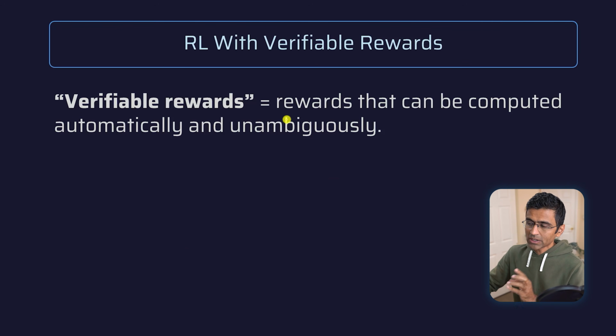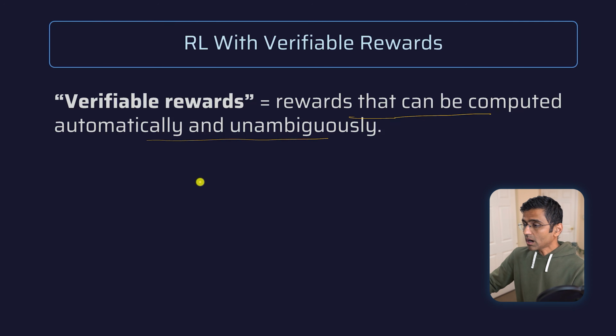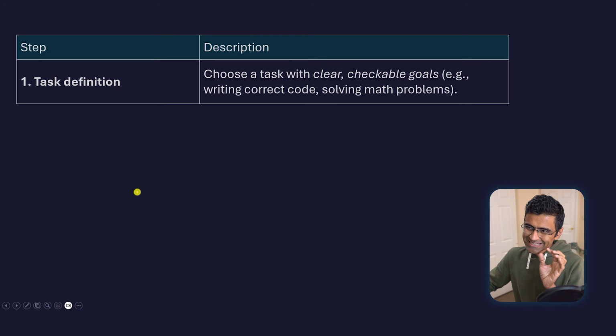Okay, so it will try to address some of the shortcomings of RLHF. Here, verifiable rewards means rewards that can be computed automatically and unambiguously. So here is a step-by-step process of how it works. First, you define your task. Choose a task with clear, checkable goals. Let's say you are writing code.